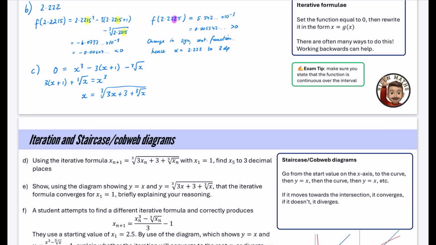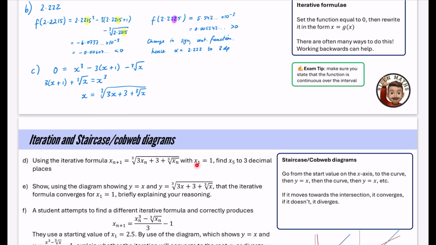So using the iterative formula, look how this thing that we've just done is the same as this thing here, apart from this x is now x of n plus 1, the next thing, and where we have the x here and here, those are both xn. So we're going to use this iterative formula we've just created in part C with our first value of x, x1, as being equal to 1. We're going to find x5 to 3 decimal places.